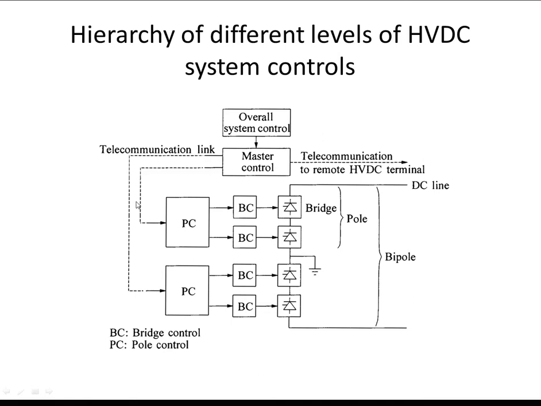After the pole control we have the master control. The master control determines the current order and provides the coordinated current order signal to all these poles. You can see that the pole control gives a signal to both bridge controls here. Another pole control gives the signal to both of its bridge controls, and the bridge control gives the signal to the valves, like firing angle control and gamma minimum control. These signals from the master control are provided to the pole control through telecommunication lines.